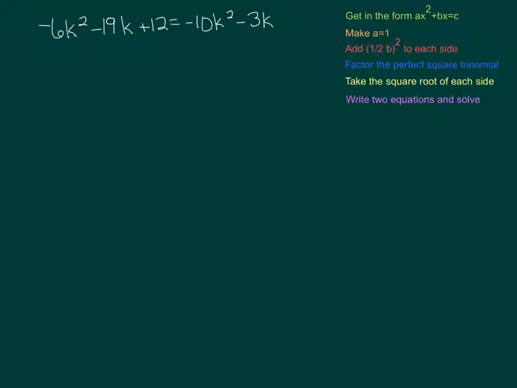Again, for this example, we'll get the ax squared and the bx on the left and c on the right. So right here, we're going to look at everything that needs to be moved. The plus 12 is a c, so it needs to be moved over here. The 10k squared is part of the a term, so it needs to be moved to the left. Notice I'm going to line it up with my like term over here. And then the minus 3k, that's part of the b, so it needs to move over here.